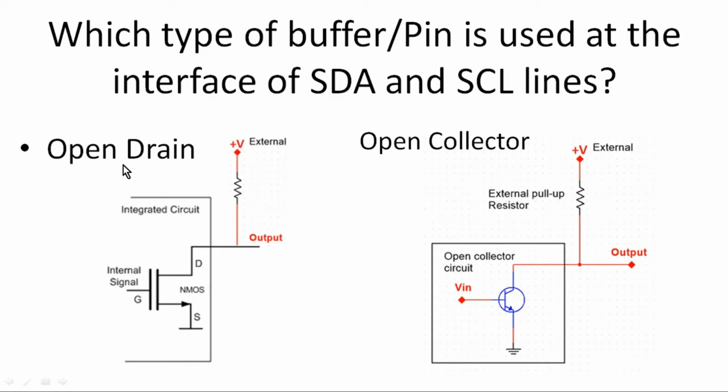In the open drain configuration, the internal signal coming from a digital logic is connected to the gate of this NMOS, and its drain is open-ended internally. It is not connected anywhere internally in the IC, but externally it is connected to the voltage supply VDD through a pull-up resistor. In the same way, in the open collector configuration, the internal signal is applied at the base of the transistor and its collector is open-ended internally, but externally it is connected to VDD using a pull-up resistor. Now I will explain the functionality of this open drain and open collector configuration.